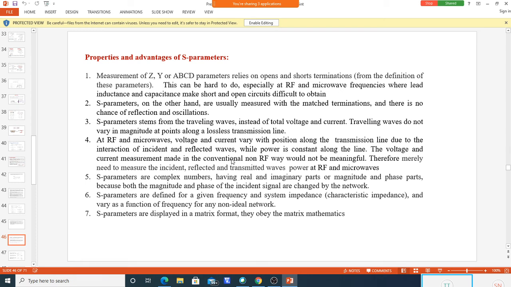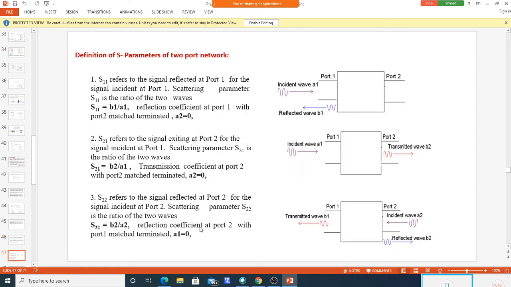Usually one question will come, like a 5 marks question: state the properties and advantages of S parameters. Then we have to write at least whatever is given here. Seven or eight points will be there. Those things you should write in the examination.